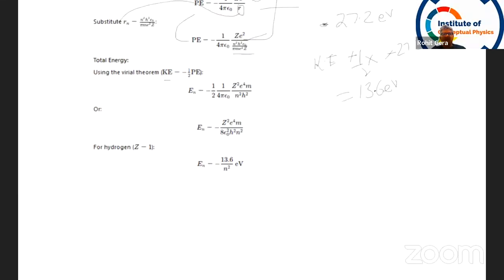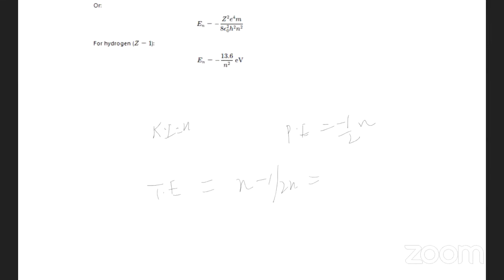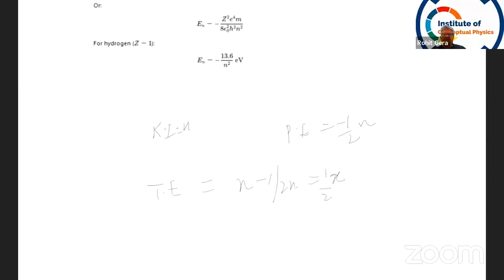If I tell you kinetic energy is given to be X, what is the potential energy? Very simple, minus 2X. What is the total energy? X minus 2X is equal to minus X. So the total energy is minus kinetic energy. And PE is minus 2 times KE.